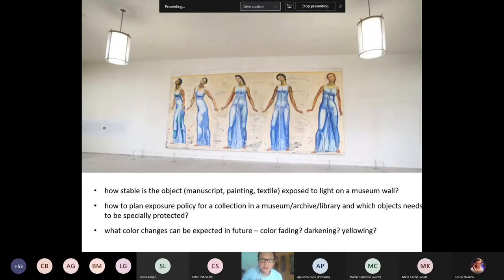This is a simple example with a manuscript, but of course with many objects which create our heritage, the situation is much more tricky. But in general, we would like to know in which direction the color changes will happen, if they will happen.